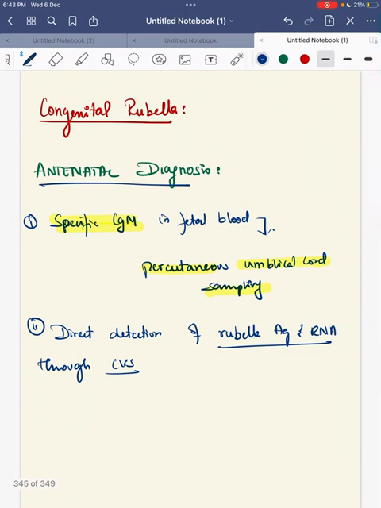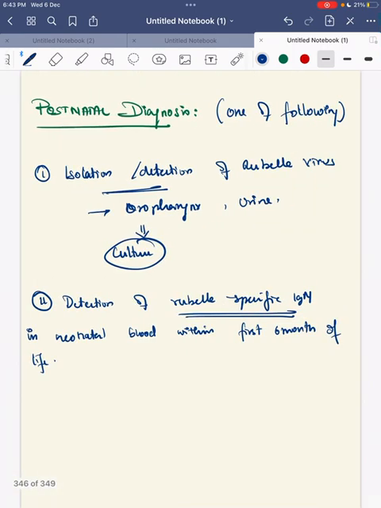In antenatal you have 2. One is specific IgM in fetal blood. Another one is direct detection of rubella antigen and RNA through chorionic villus sampling. In postnatal you do isolation and detection of rubella virus through the oropharynx sample or a urine sample. Next, detection of rubella specific IgM in neonatal blood within first 6 months of life.